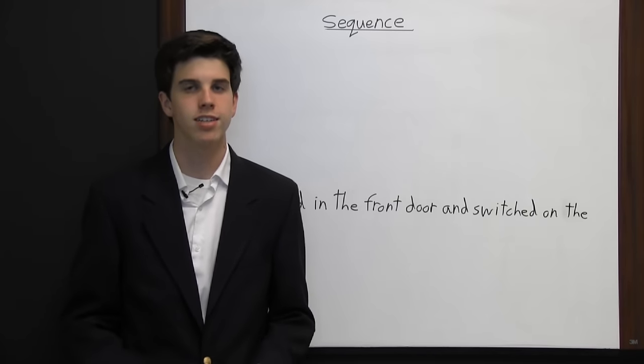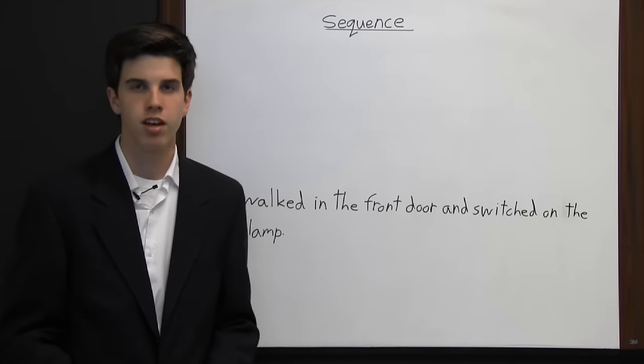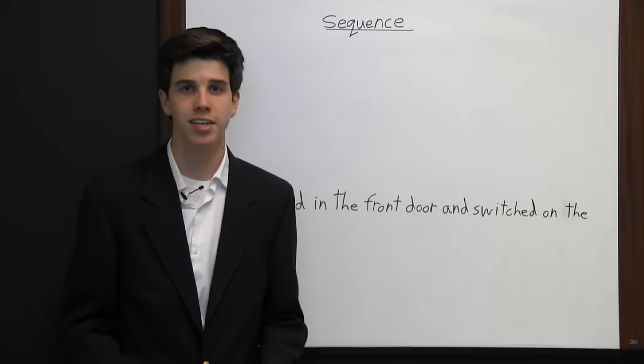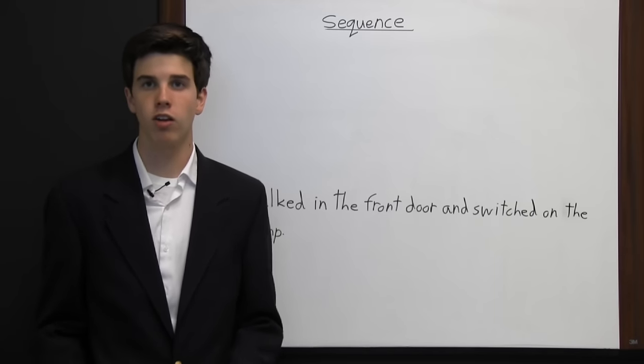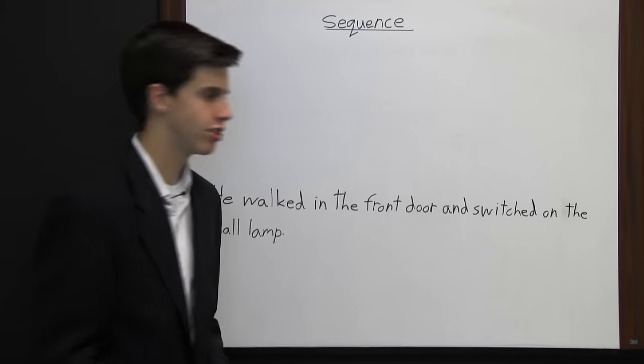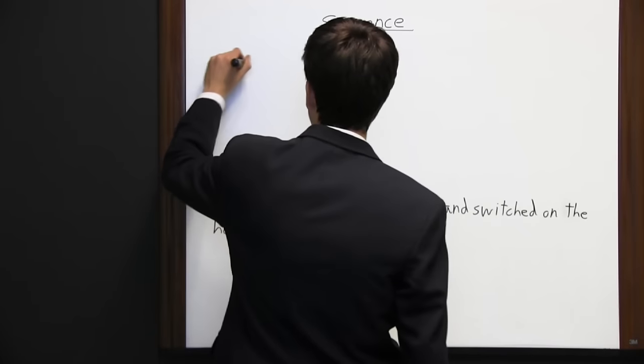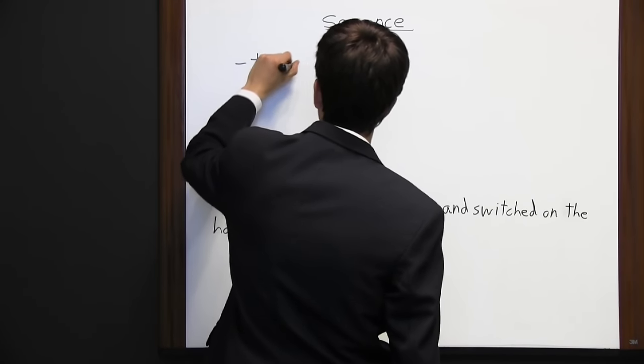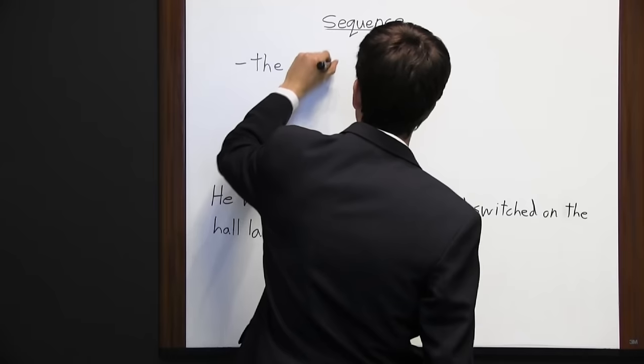A sequence is the order in which things happen. So it's important that a reader be able to identify the sequence so they can follow along with what is happening in the passage. A sequence is basically the order in which things happen, or the order of events.